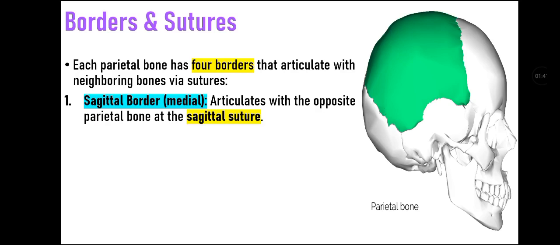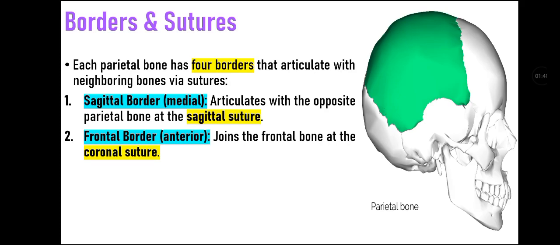bones through the sutures. They are the sagittal border, that is the medial border. It articulates with the opposite parietal bone at the sagittal suture. Then it has the frontal border, that is also called the anterior border. It joins the frontal bone at the coronal suture.